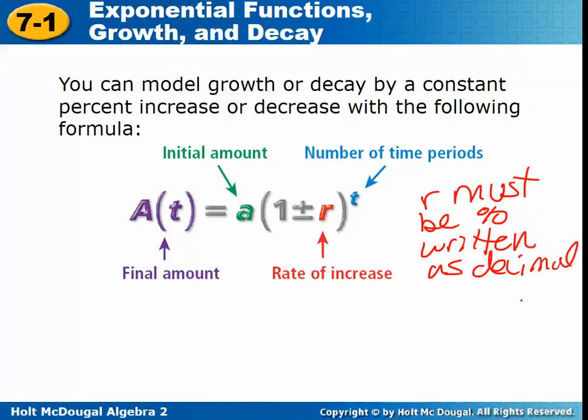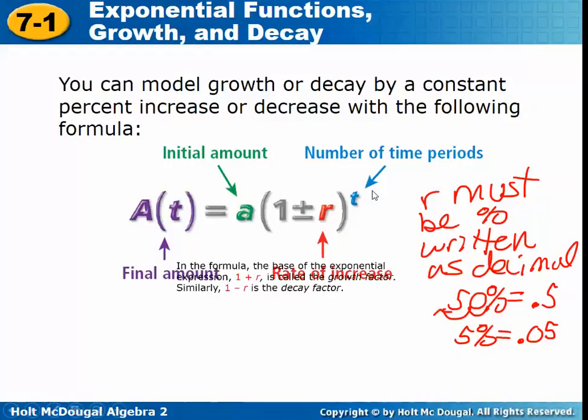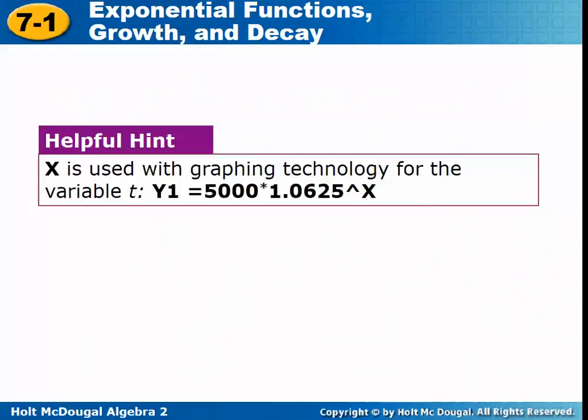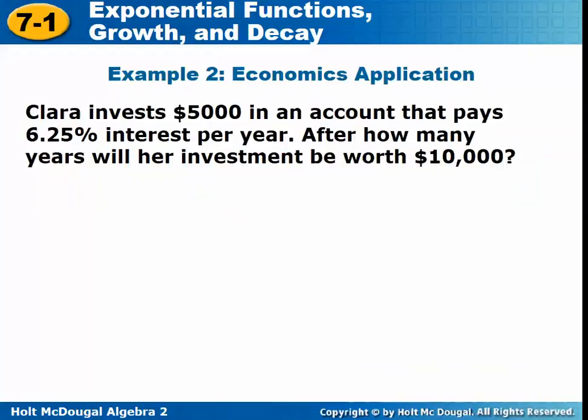So a quick review, if you had 50%, you would write that as 0.5. You move over 2 places. 5% would be written as 0.05. Our percents will usually be quite low, so you will often have a 0.0 and then the number. t is the number of time periods. So if it's exponential growth, it'll be 1 plus r. If it's exponential decay, it'll be 1 minus r. And it's t in the formula, but we'll use x in our graphing technology. There's not generally a t as a variable option.